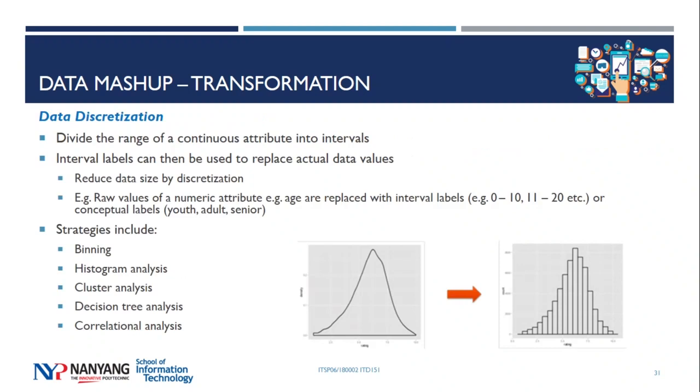So discretization, as the name suggests, we convert the continuous data into intervals. Interval value labels can be used to replace the actual data values. So discrete data is like a histogram. We have ranges and we have frequencies.